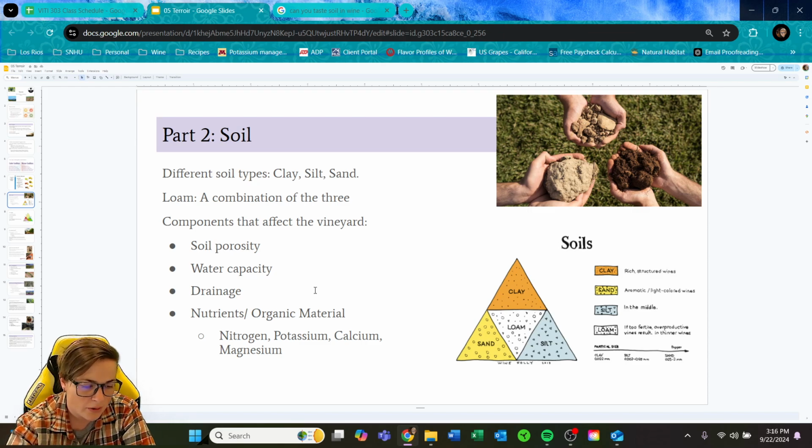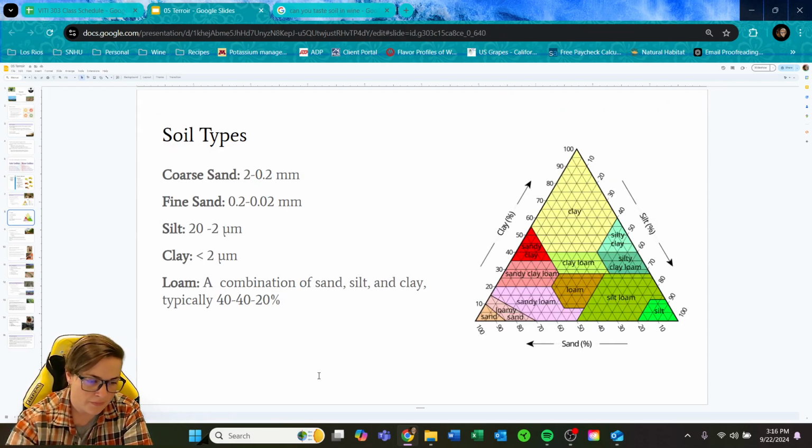We talk about soil porosity, the water capacity of your vineyard, how much water your vines can pull from the soil when they're thirsty and they need it. Drainage: do we have appropriate drainage, or are your roots suffocating in water? Also nutrients and organic material, so nitrogen, potassium, calcium, magnesium. We're going to have a whole presentation just on soil, so we're just going to cover it very basically in this presentation, but this is what you'll need to know.